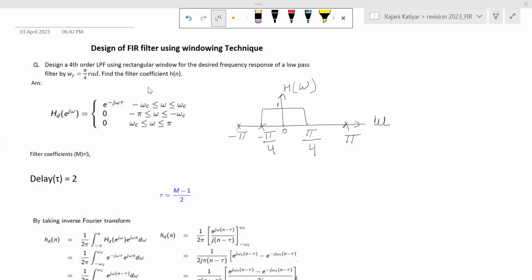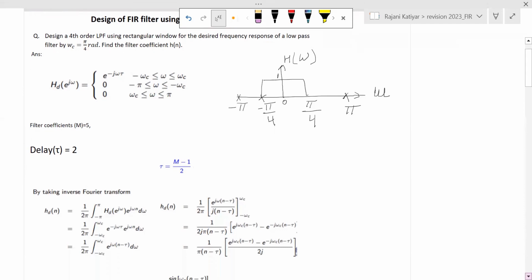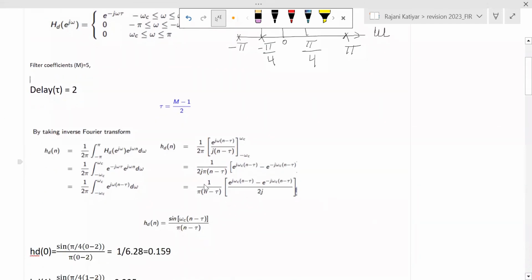Now we need to focus on how to find the filter coefficient h(n). As we can see, the information given is in the frequency domain, and what is asked in the question is h(n), that is the time domain information of the filter. So the very first step is to convert the frequency domain information into time domain, and for that we use the concept of the inverse Fourier transform. With the help of the inverse Fourier transform, which converts a frequency domain quantity into time domain, hd(n) is equal to 1/2π times the integral of Hd(e^jω) into e^(jωn) dω.